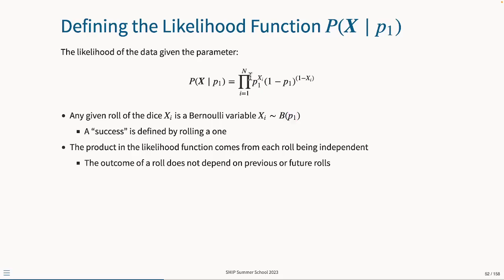So the trick in all this is now if we have 5 pieces of data, how do we build that joint likelihood of all the data? Here, because we can assume each roll is independent of each other, we take the product across all of the 5 rolls. So this would be the product from i equals 1 to 5.